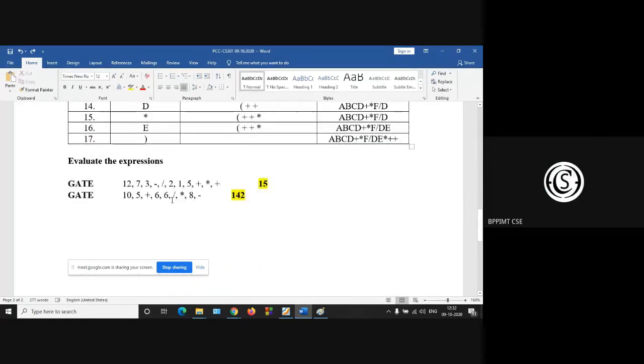So this is 60 and 6, right? Okay. This is from GATE 2015, Set 3.